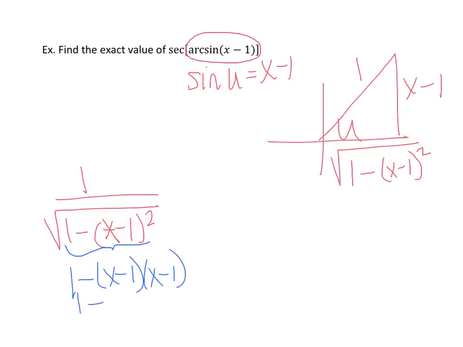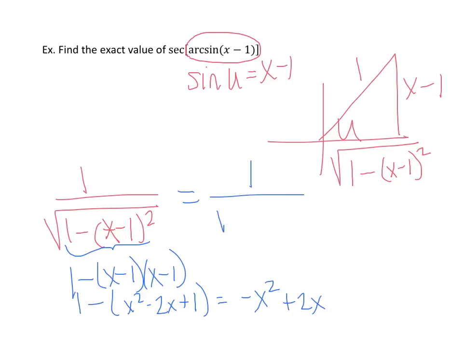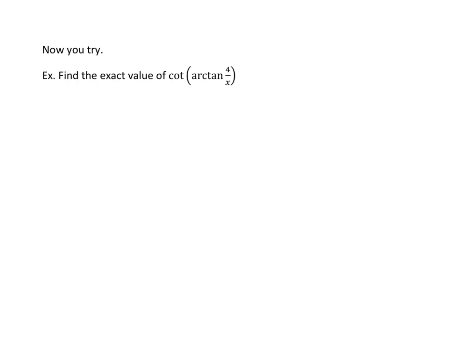That would be 1 minus x squared minus 2x plus 1, which would become, the ones are going to cancel, negative x squared plus 2x. So it is the same as 1 over the square root of negative x squared plus 2x. I would take either of these answers, but if you wanted to simplify it down, you can. And one for you to try before you check your work.